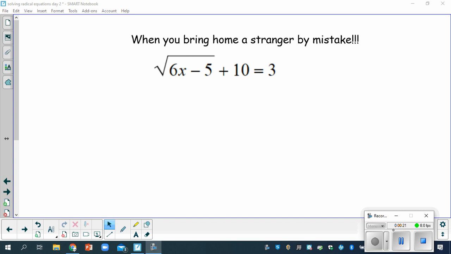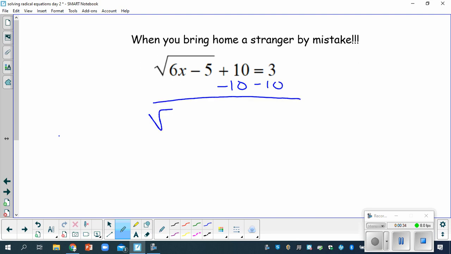Stay with me. Here we go. So I'm going to do this problem, and I do it just like normal. I don't do anything weird. So here's what I'm going to do. I'm going to subtract the 10. I'm going to get square root of 6x minus 5 equals 7, negative 7.